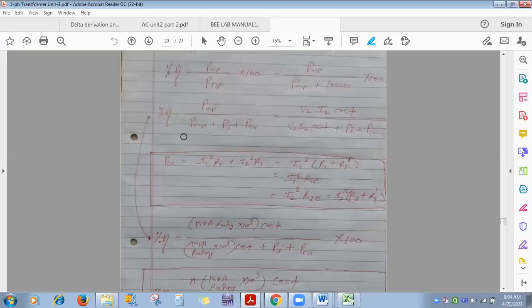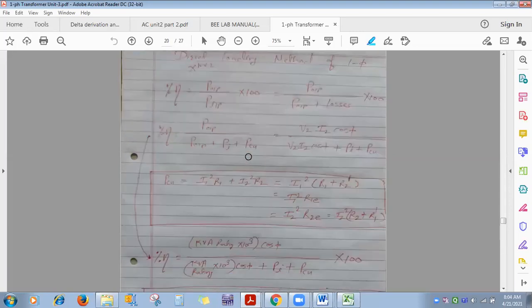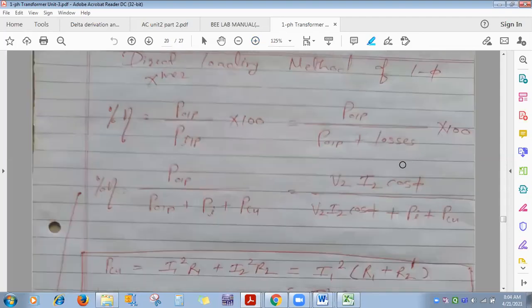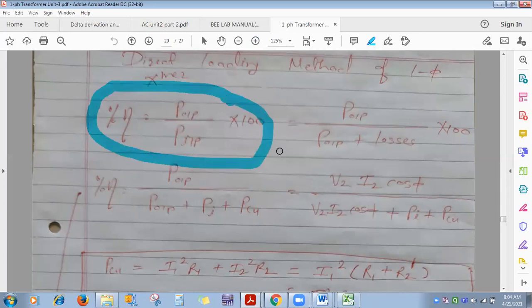Okay, everyone concentrate here. Next one is in direct loading method, we have seen how to calculate efficiency: output power by input power into 100%. Now another formula also we'll see. All of you know efficiency is output by input, and efficiency is not 100%. Whatever input you give to any system, some losses take place in it and the rest is converted into the output. So input is equal to output plus losses.